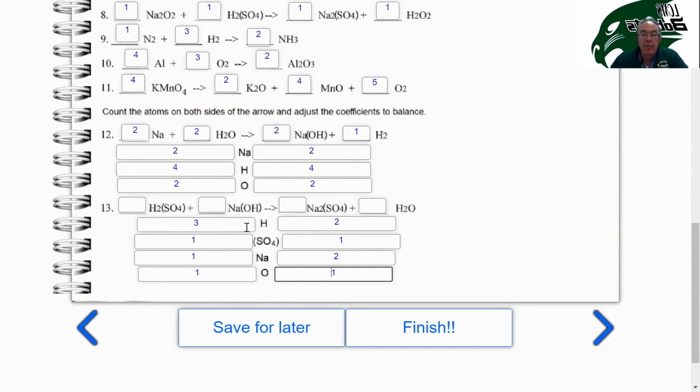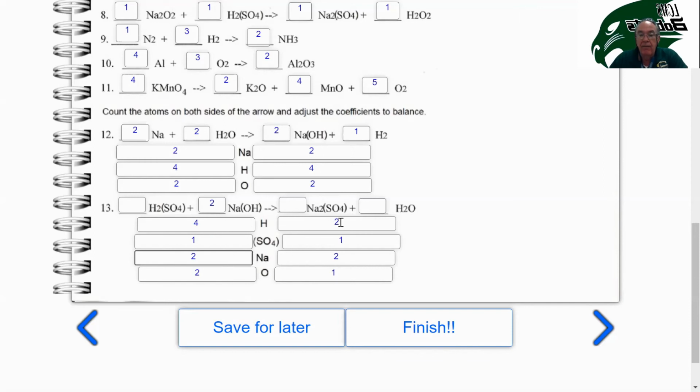Again, I see a problem here. Hydrogen is only in even numbers over here, and I have an odd number over here, so I need to get this to be an even number. It's never going to be able to be a multiple of this. So I'm going to put a 2 here. And when I do that, I have these 2 hydrogens, plus now there's 2 of these, so I have 4 hydrogens, and in here I have 2 oxygens. And this also means that I have 2 sodiums. Okay.